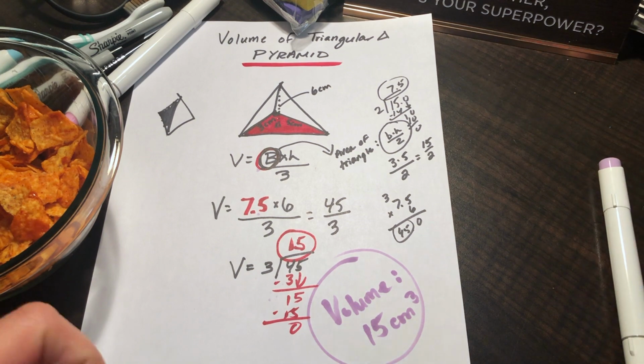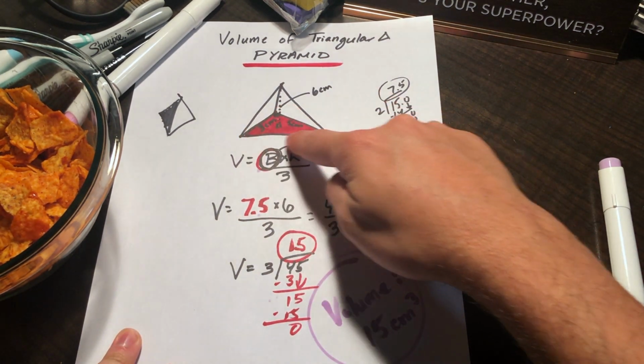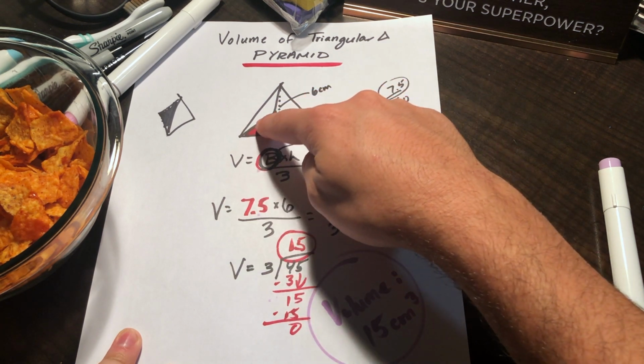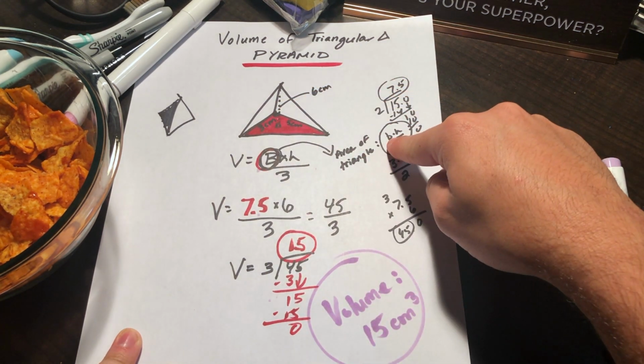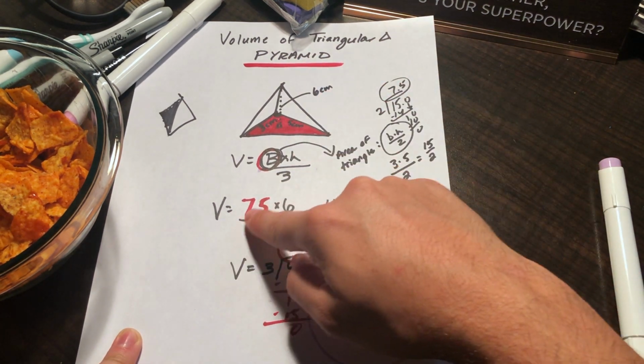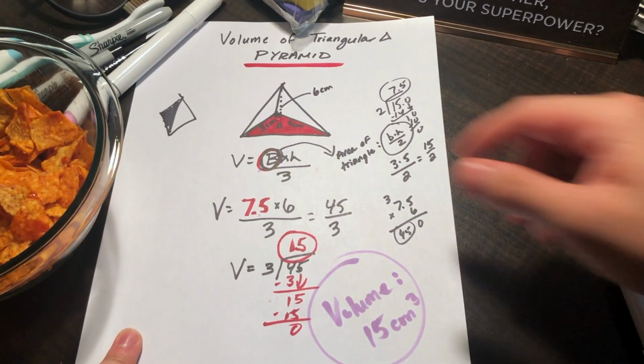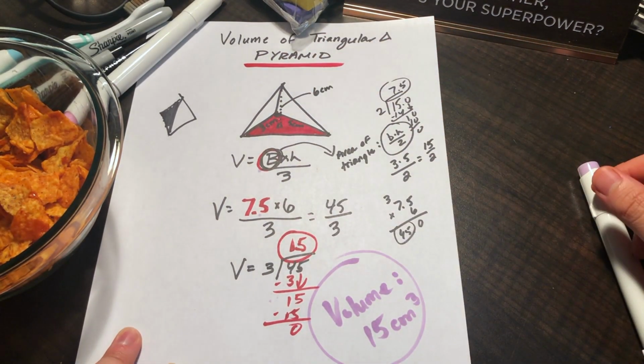How did I get 15? Let's go back over it one more time. Area of the base. So 3 times 5 divided by 2, because it's a triangle. Times the height, 6, divided by 3. Boom. That's how you find the volume of a triangular pyramid.